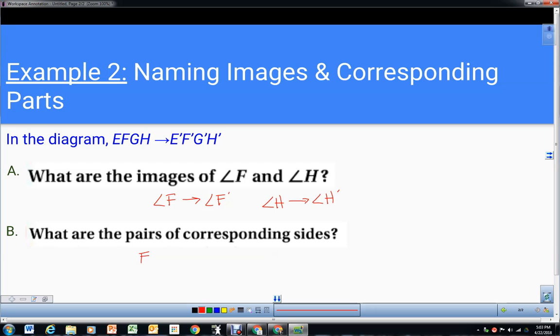We can do this by doing EF, the first two here. They're going to correspond to the first two over here, which means it's going to be E prime and F prime. Then we do the next two, F to G. That's going to correspond to F prime and G prime. And then we'll go from G to H. That's going to go to G prime, H prime. And the last one will be the first and last, so EH is going to be mapped onto E prime and H prime. So these are all the corresponding parts that have been matched up, they've been mapped onto one another.